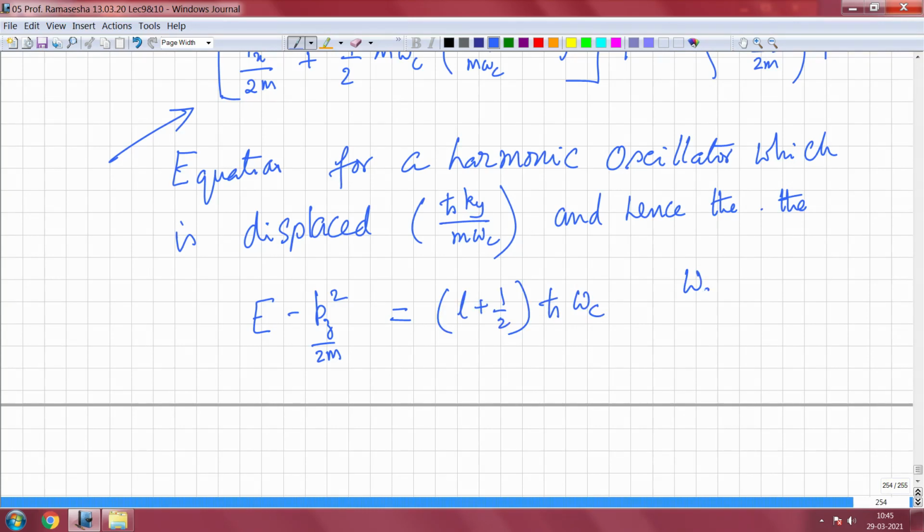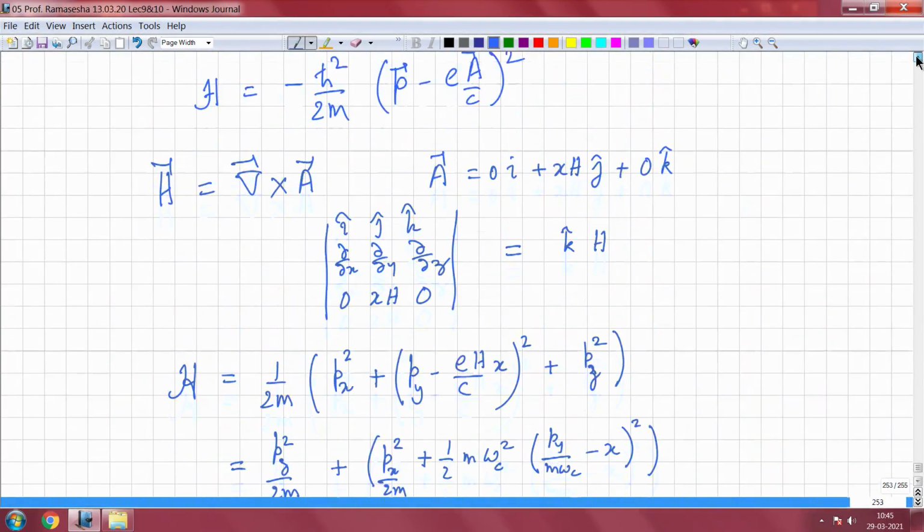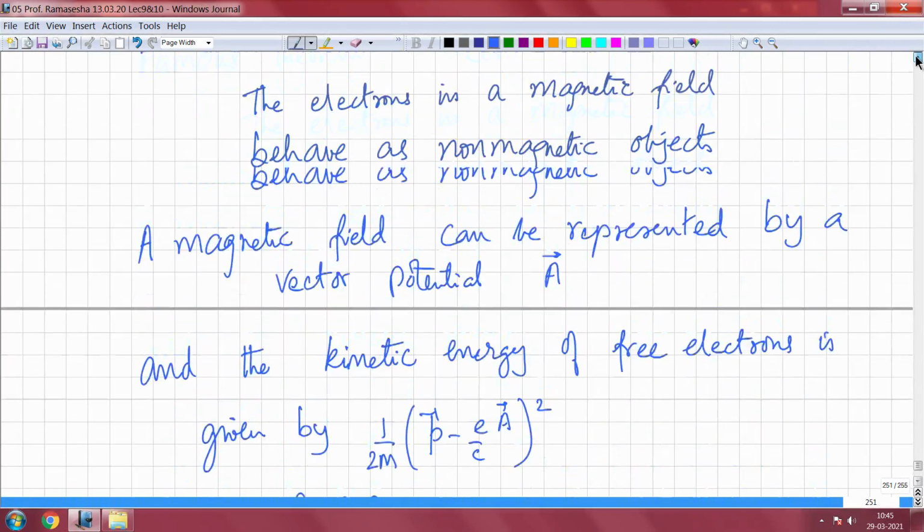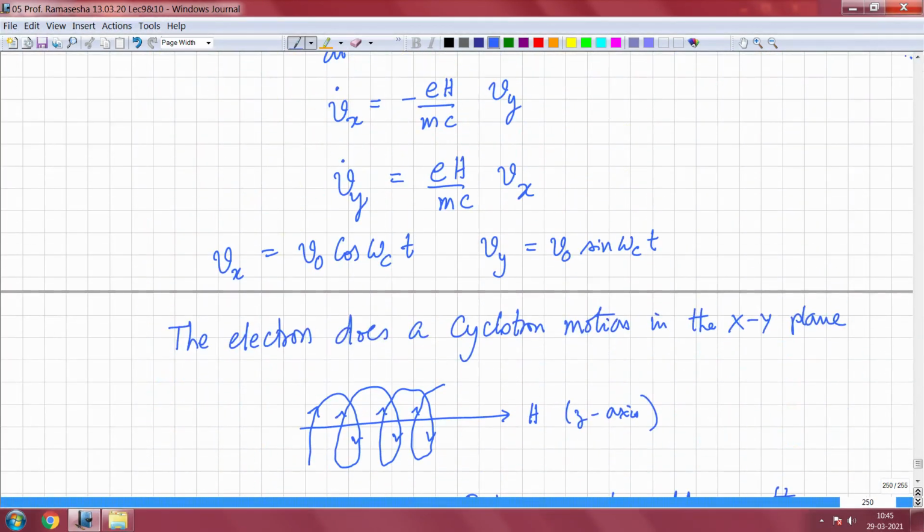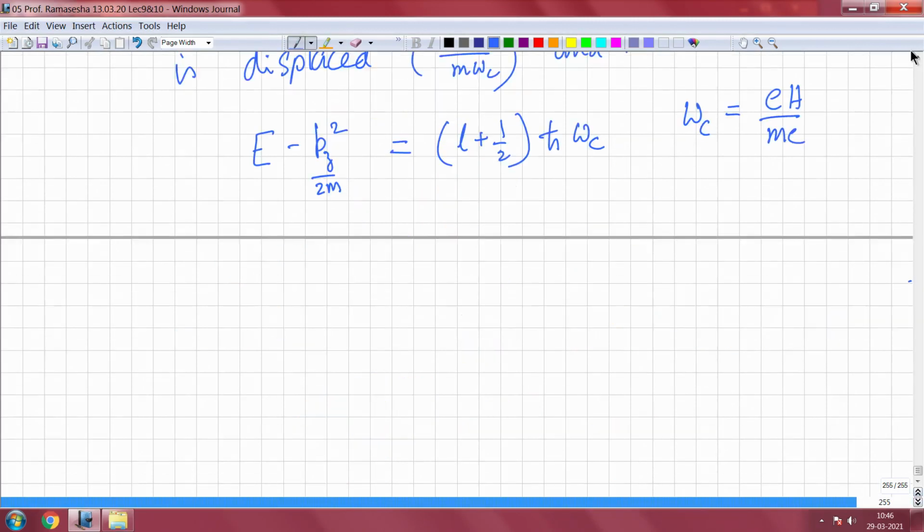I think I forgot to define omega c. Omega c is what is called the cyclotron frequency. It is just given by eH by mc, and you see this appearing for the first time in the Lorentz equation for force. So, you see that this appears for the first time here, and this is omega c.